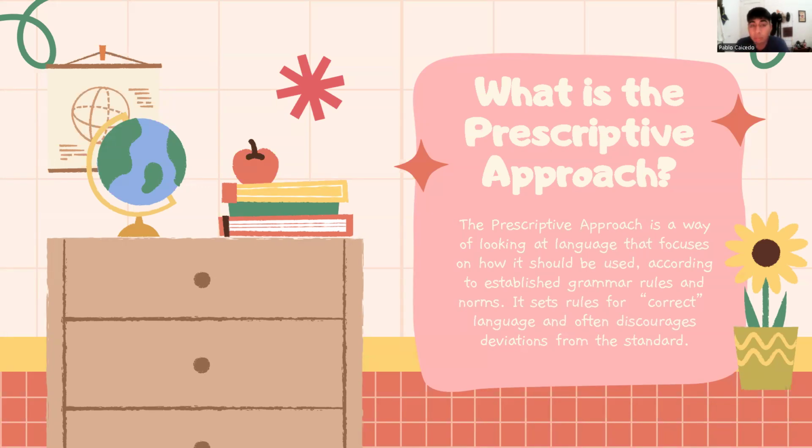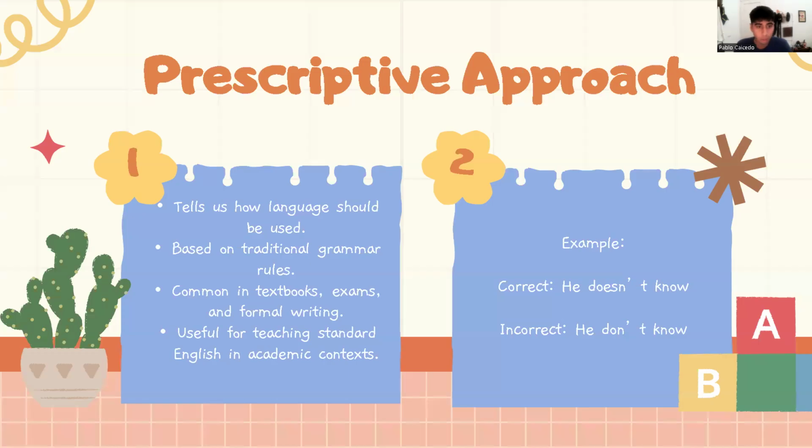The prescriptive approach is a way of looking at language that focuses on how it should be used according to the established grammar rules and norms. It sets rules for correct language and discourages deviation from the standard. First of all, we have to notice that the prescriptive approach tells us how language should be used.